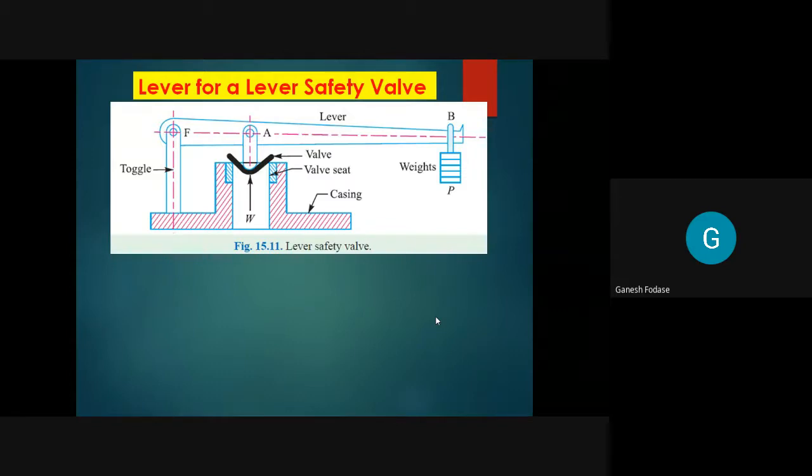The diagram is in front of you, and you can visualize how it will be useful and where it will be useful. Sir, it is used in a boiler and a pressure cooker. Pressure cooker, good example. It's a real life example. I hope most of you have seen that safety valve in a pressure cooker.